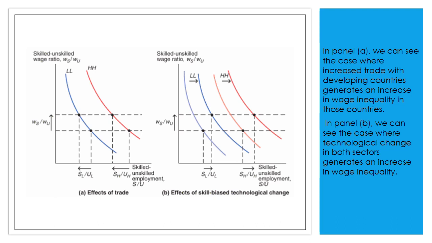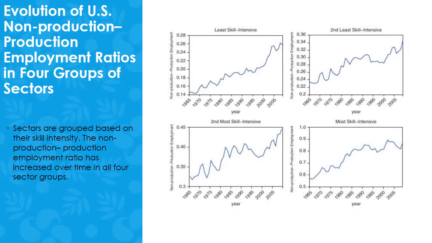Thus, for any given relative price of high-tech goods, technological change is associated with a higher skilled to unskilled wage ratio. And as you can see, the SS curve shifts. Skilled labor is relatively more expensive. Manufacturers in both sectors respond to technological change by increasing their employment of skilled workers compared to unskilled workers.